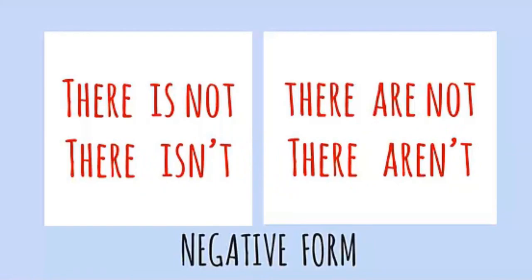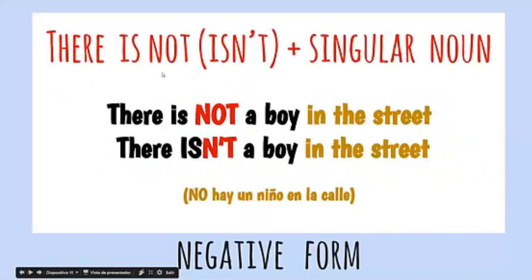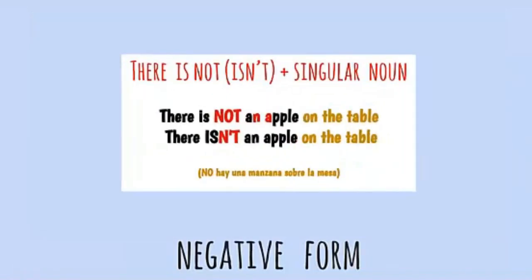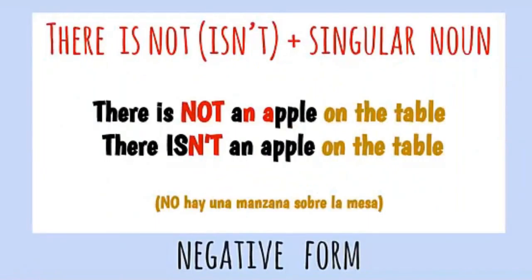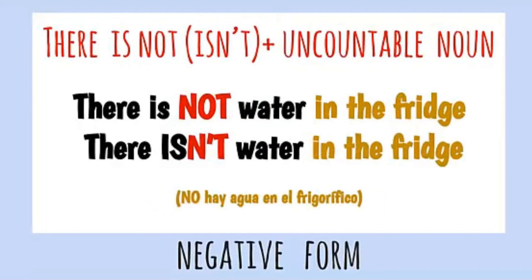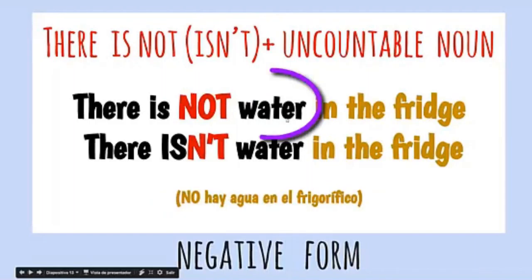We use there is not with a singular noun, as in these examples. There isn't a boy in the street. There isn't an apple on the table. Or, there isn't water in the fridge, with an uncountable noun.